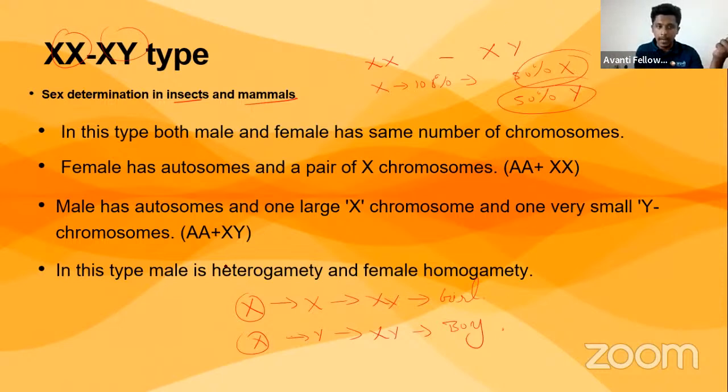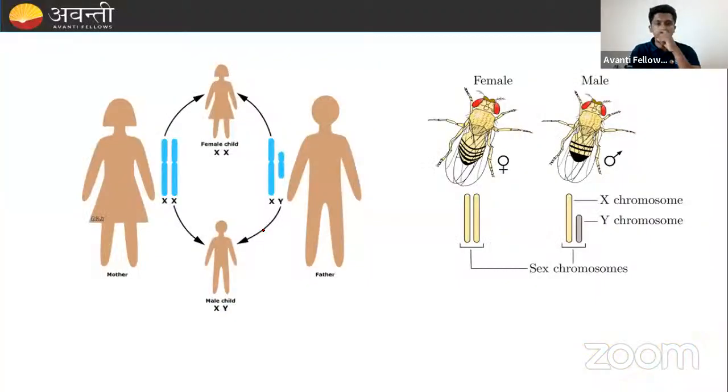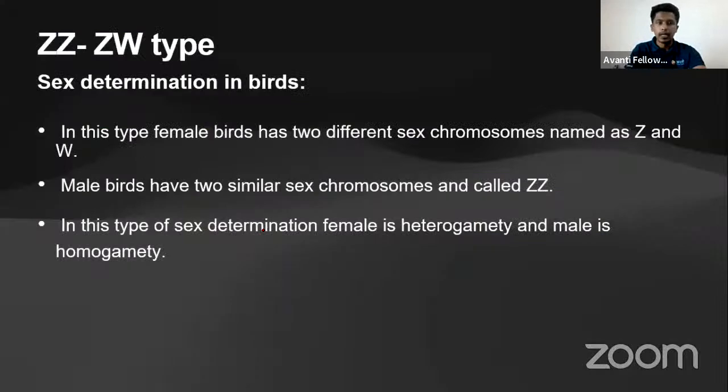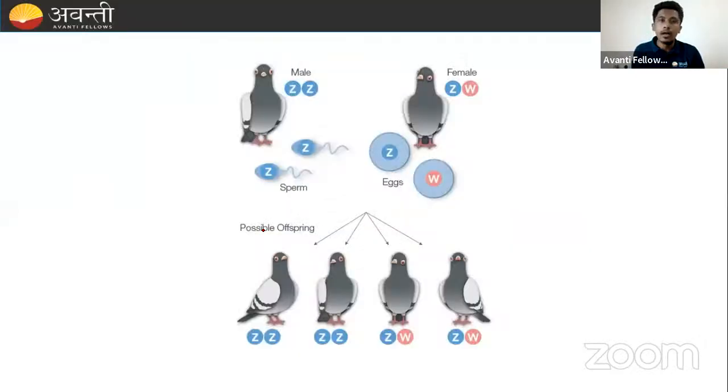This you remember, male heterogamy. Okay, next one. You can see here the same thing is depicted in this picture too. So next one, ZZ-ZW type of sex determination is quite interesting. So what is happening in ZZ-ZW type of sex determination? The example for this is birds. You can see here the male birds have homogamy, whereas the female bird will show heterogamy.